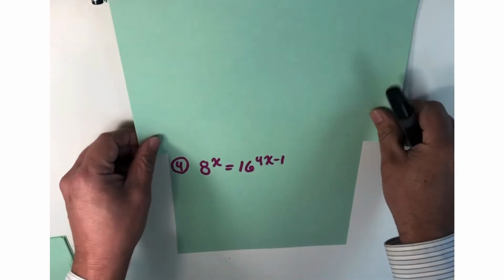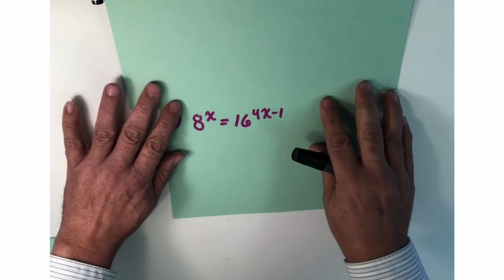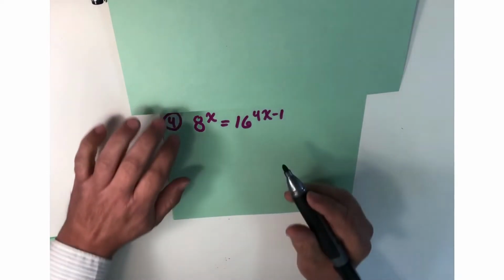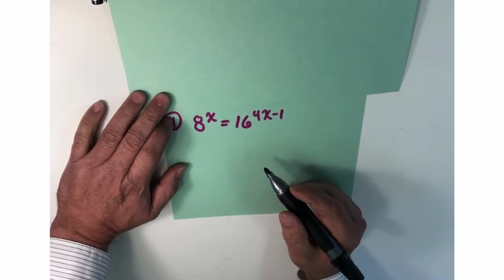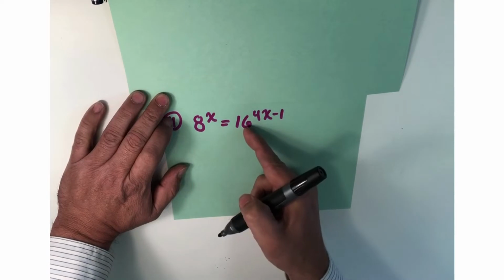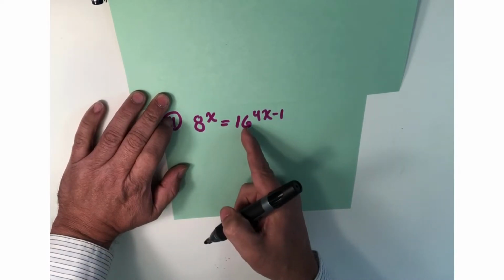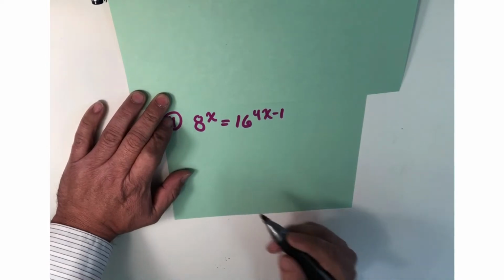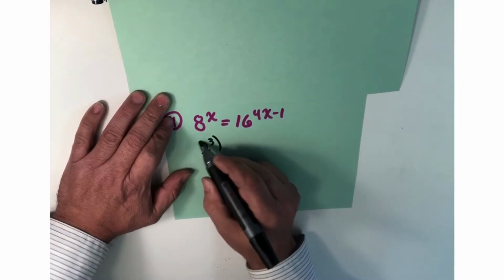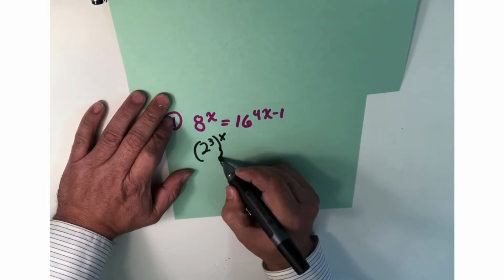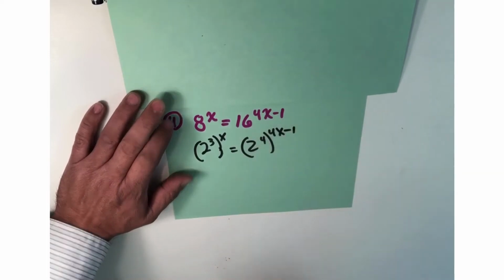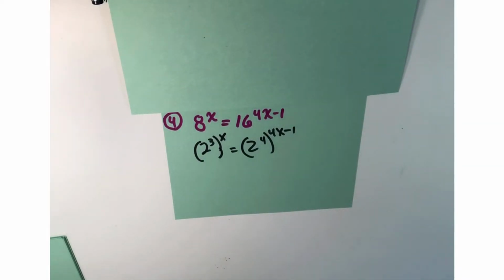Okay. Number 4. Now remember, if I'm going too fast, you can always rewind this and go slower. Or if I'm going too slow, you can speed it up and go faster, of course. Now I need a common base between 8 and 16. And you're going to say, well, 8, because that guy has 8. No, but 16 cannot be written as an exponential of 8. So therefore, I have to find a different one. This is 2 to the 3 to the x. This is 2 to the 4 to the 4x minus 1. See, now I have a common base of 2.